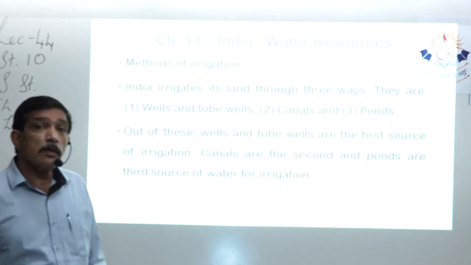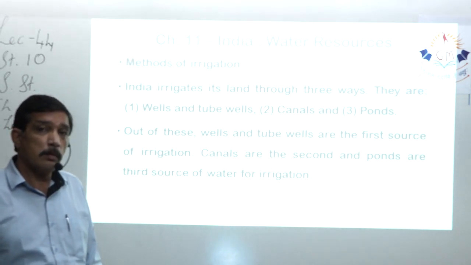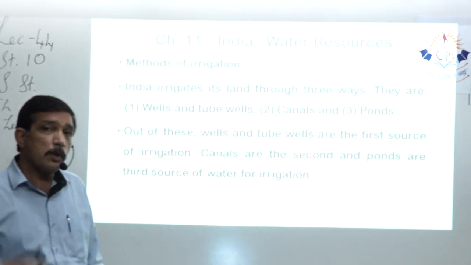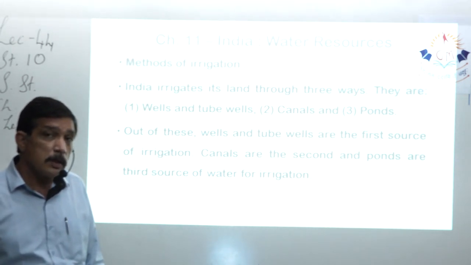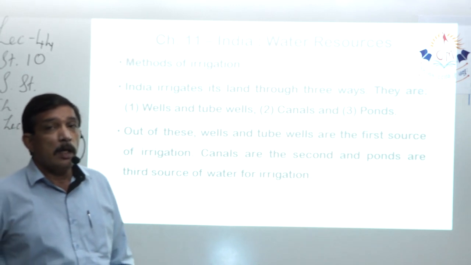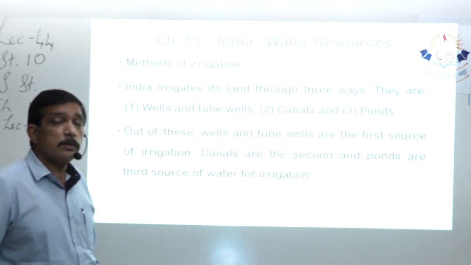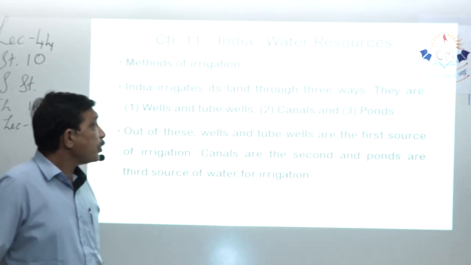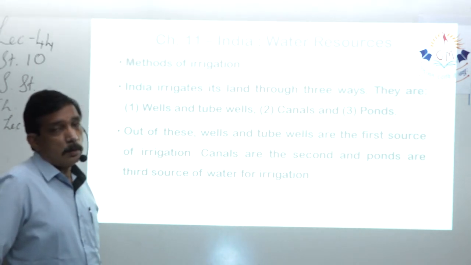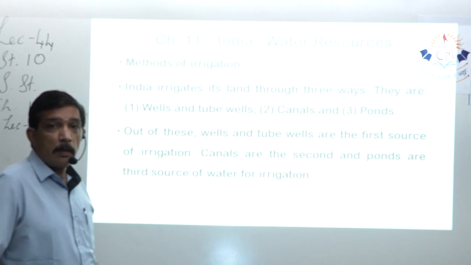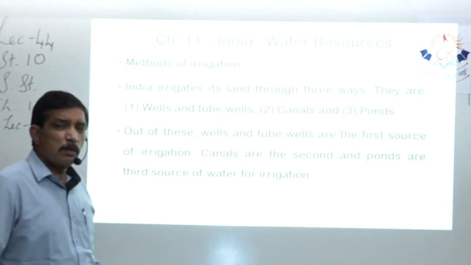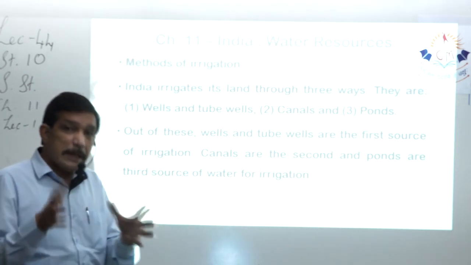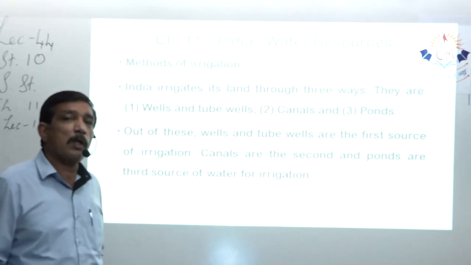So canals, wherever the government has done this work, or wherever the requirement is there, because it needs taking up or buying up land from where the canal has to pass. Quite a complicated process it is. So canals go to the government, and ponds. Ponds are small depressions inside a farm where water can be stored.